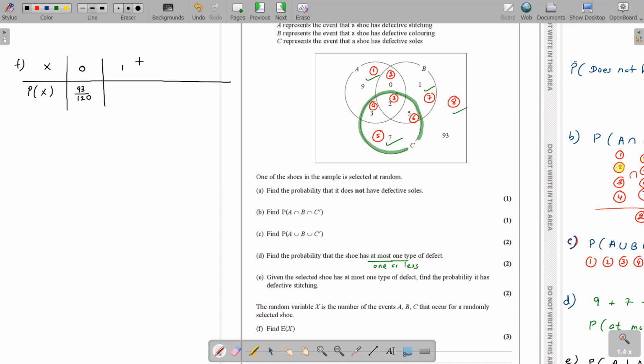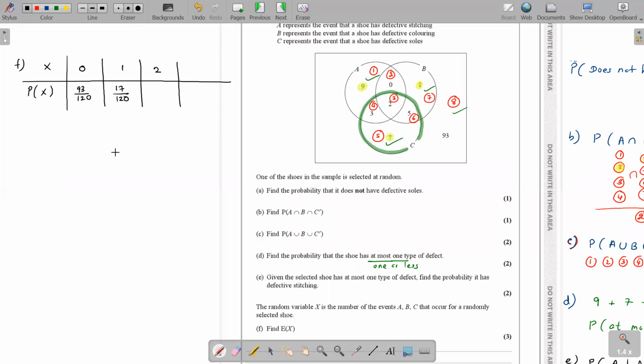Next one, 1 defect. How many shoes have exactly 1 defect? Which regions do we talk about? 1 defect means only A or only B or only C. Region number 1 has only defect A, region number 5 has only defect C, and region number 7 has only defect B. Altogether, how much do we have? 17. So 17 out of 120 for 1 defect. The next one, X is 2. How much when X is 2?